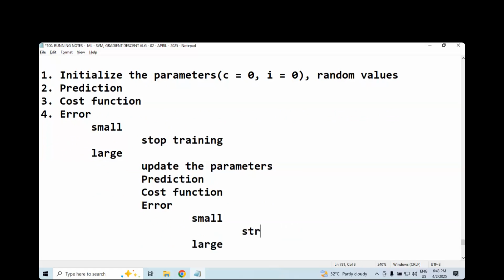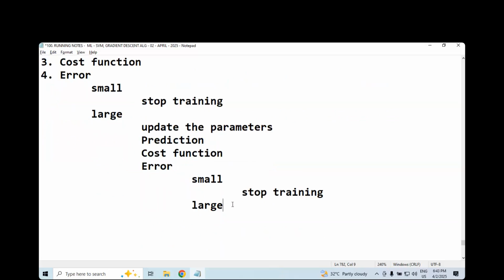But can I tell you one thing? In the first iteration, the error will never be small. This is just for checking, that's it. Do you understand? It will keep on doing the process. If the error is large, update the parameters. Update what exactly? The parameters.